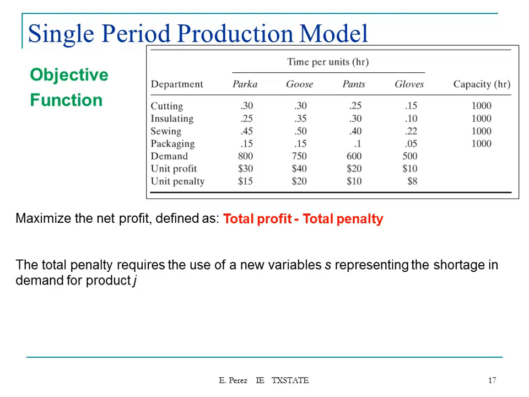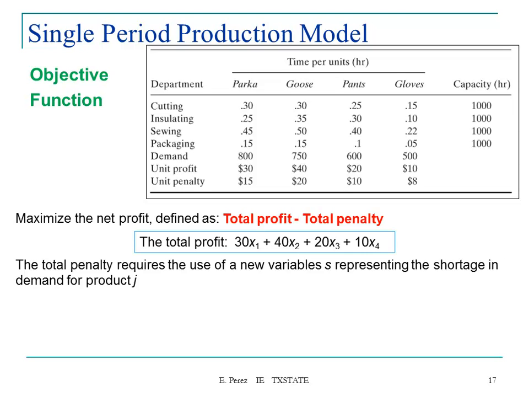Do you have the cost for this problem? Right, you have the penalty cost if you're not able to produce the number of units that are requested. So your profit will be defined in terms of the total profit minus the total penalty. You can define your total profit based on the units that you're producing times the profit that you're going to make for each one.